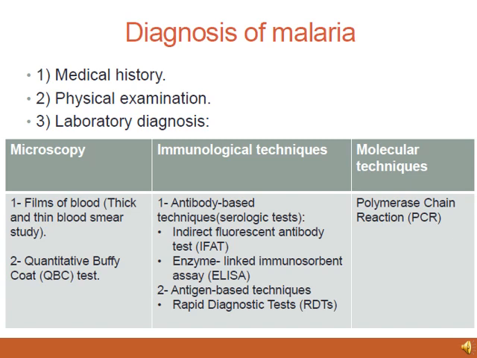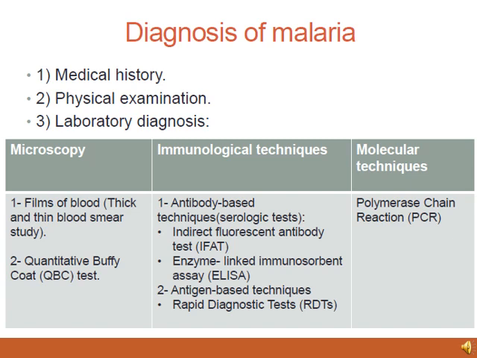Diagnosis of malaria is very important, and it mainly depends upon the medical history, physical examination, and laboratory diagnosis. Laboratory diagnosis involves microscopy, and it is the most important test we do in our common practice. We make thick and thin films for the malarial parasites. Another test is the quantitative buffy coat, but it is not routinely done.